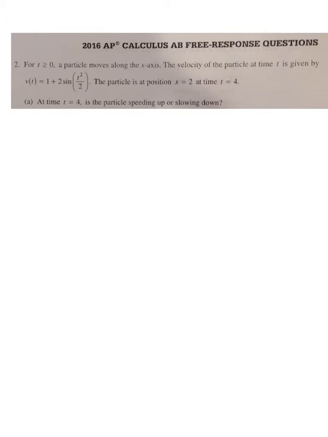Part A is asking, is the particle speeding up or slowing down? Now think about what it is that we need to know, and this is at time 4. What is it that we need to know to determine whether the particle is speeding up or slowing down? So that would mean we need to know V of 4, and we also need to know A of 4.